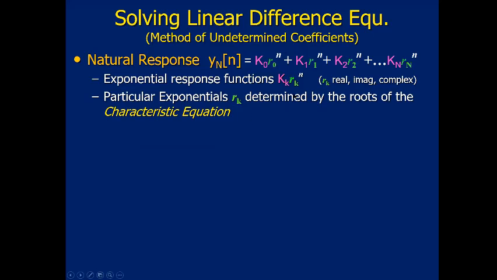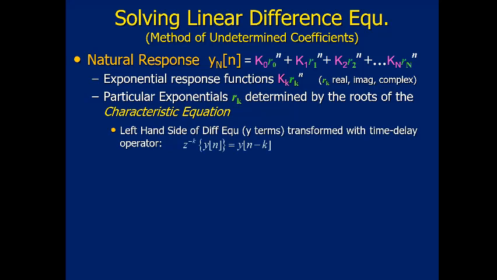Where do we get those values? Well, again, there may be multiple of them, so we'll use a subscript sub k. They're determined by the roots of the characteristic equation of the system. It comes from the difference equation. What is the characteristic equation?